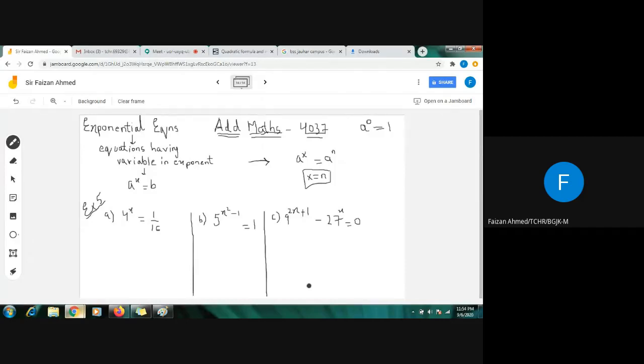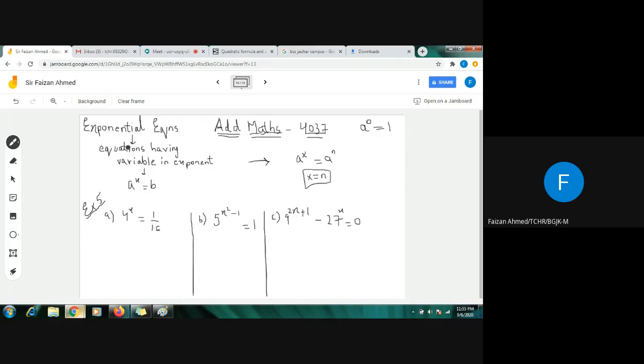Traditional Mathematics 4037 students will be learning today about exponential equations, and this is basically part of indices and surds. We have discussed the laws of indices and their application. Now we are moving ahead with exercise 3.2, and 3.2 is all about exponential equations. We have to solve exponential equations, and you are very familiar with the word solve. Whenever the word solve comes, we know that we have to find the value of the variable, and we have to solve these exponential equations.